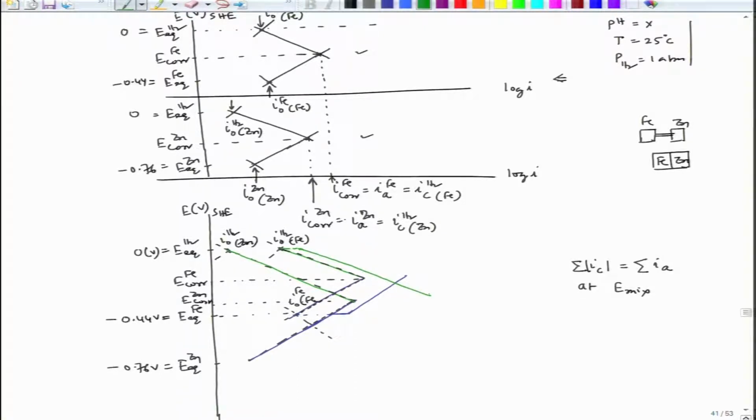This is added. So now this becomes my new position, where I could see that this becomes my E mix, at which I see hydrogen over iron surface plus hydrogen over zinc surface equal to IA iron plus IA zinc. Now, how do I find these quantities?